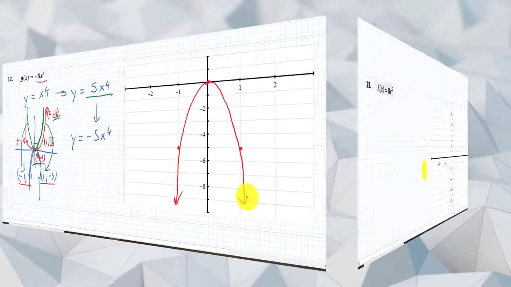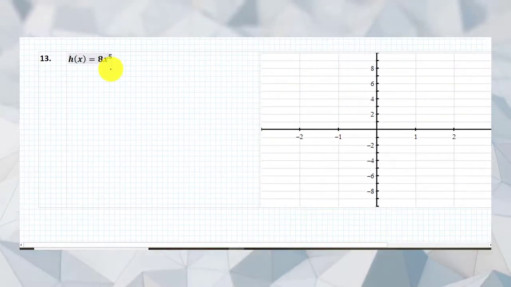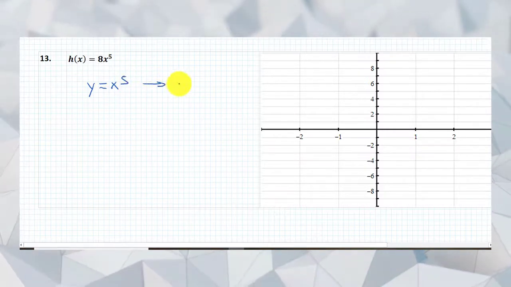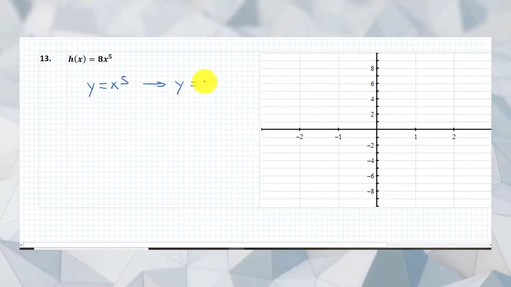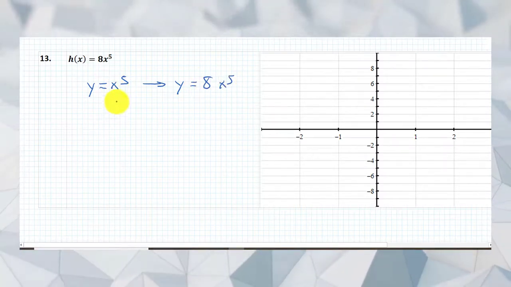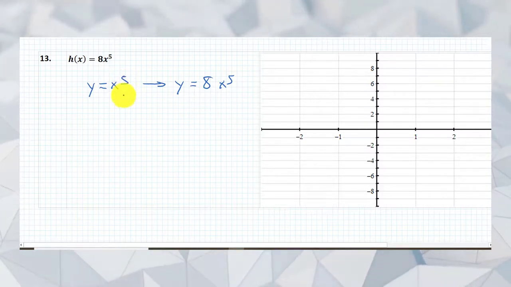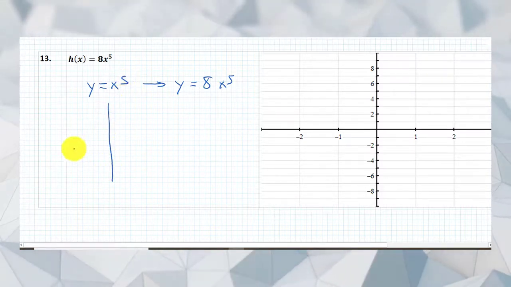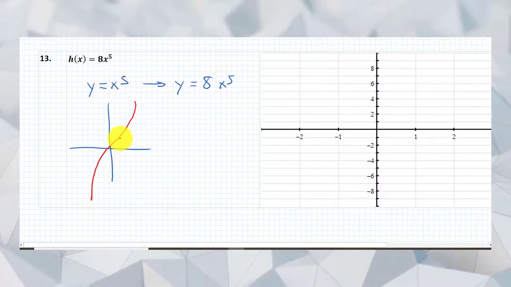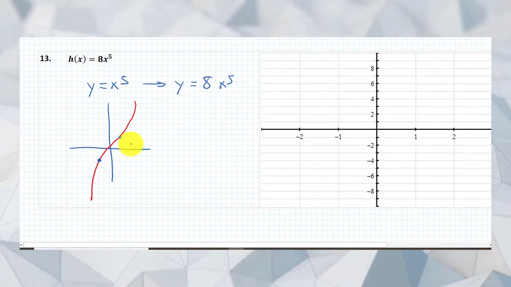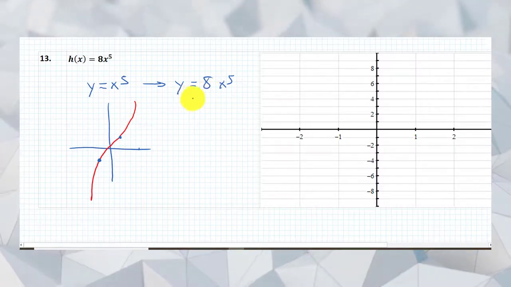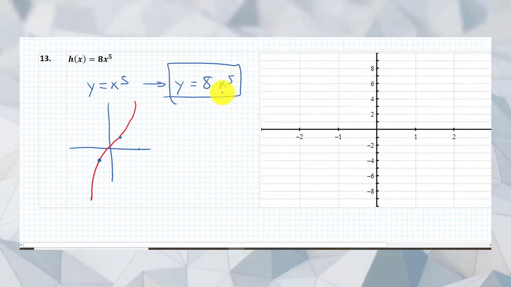Let's go over the next example. So in example number 13, how do we plot h of x equals 8x to the 5th? If you follow graph transformation, you start with x to the 5th, and then you have a vertical dilation by a factor of 8. x to the 5th is a pretty steep graph, right? You remember, as the exponent increases, the graphs are getting steeper and steeper, right? x to the 5th looks like this, right here. 1 to the 5th is 1, negative 1 to the 5th is negative 1, and then 2 to the 5th is 32, so it's going to be way too big. And so how do we plot 8x to the 5th?